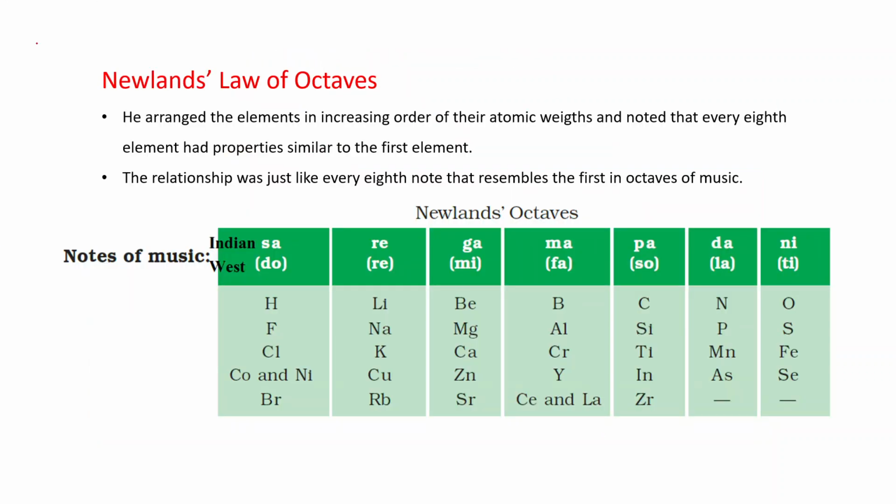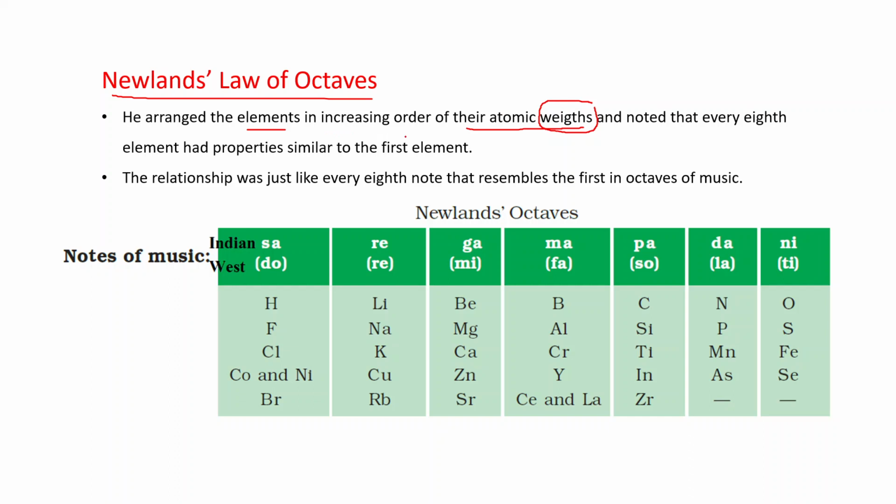Then another scientist, Newlands, gave Newlands Law of Octaves. He arranged the elements in the increasing order of their atomic weights. Actually, the word weight was used then; nowadays we use the word mass. Atomic mass and atomic weight are the same thing. Earlier, atomic mass was called atomic weight.